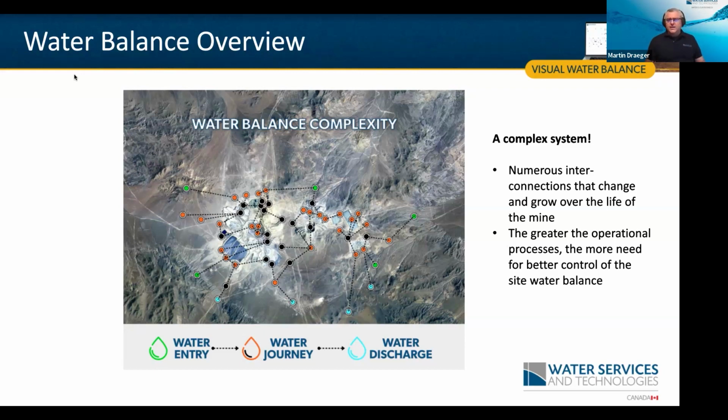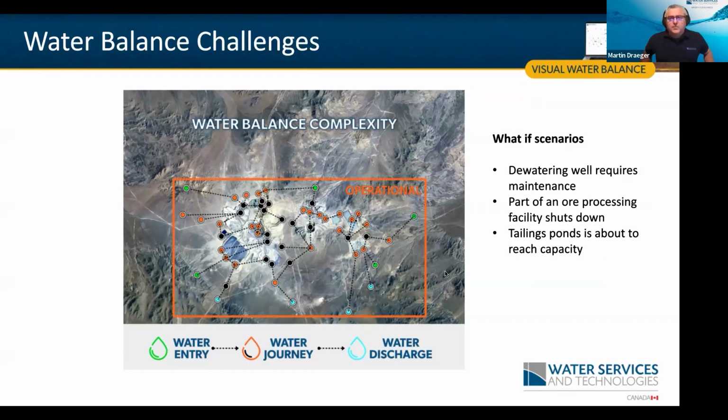Water balance, by its very description, is basically water accounting. If you imagine accounting for one water drop entering a system and following that water drop as it's journeying through the mine site, and how that water drop is discharged off-site. So in a water balance, we're trying to control, track, understand, predict and optimize all elements around that water drop.